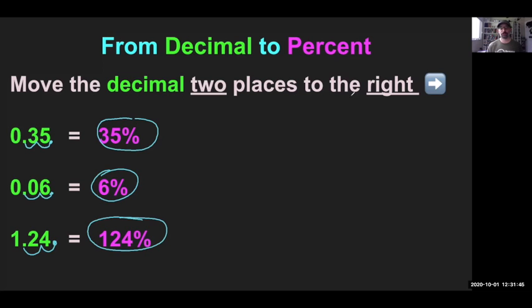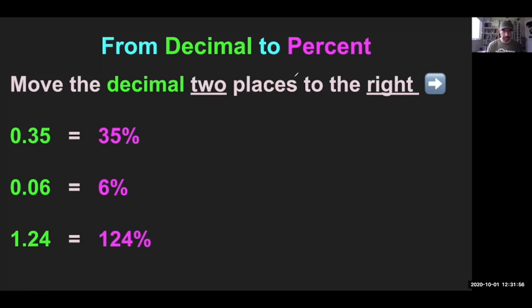Get it? So it's 2 places to the right when you're going from decimal to percent. When you're going the other way, you go to the left. So let's try a couple of these.